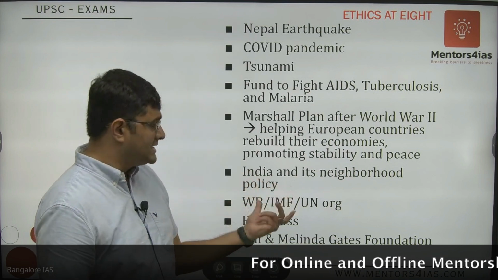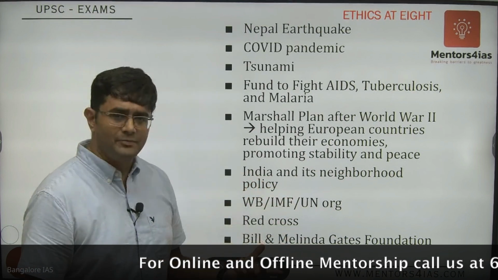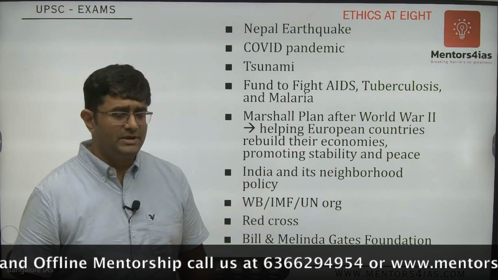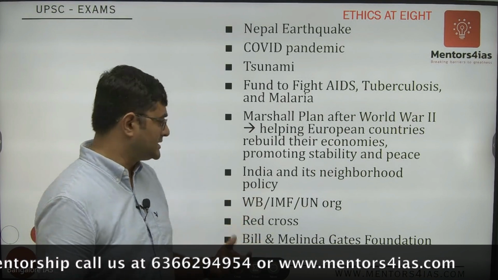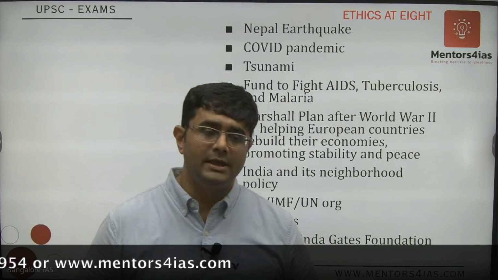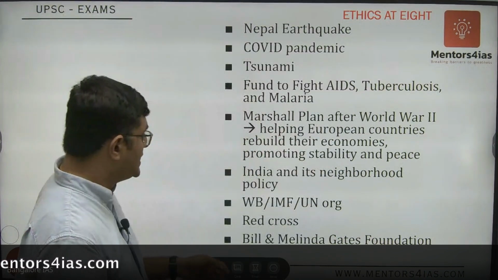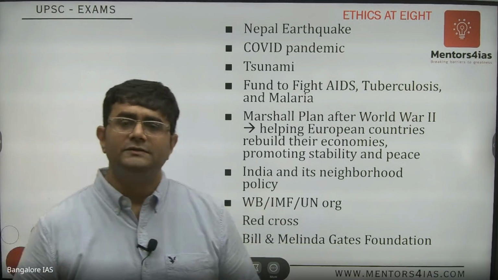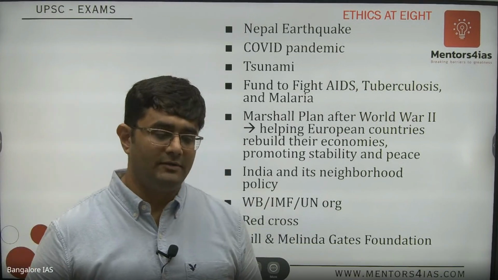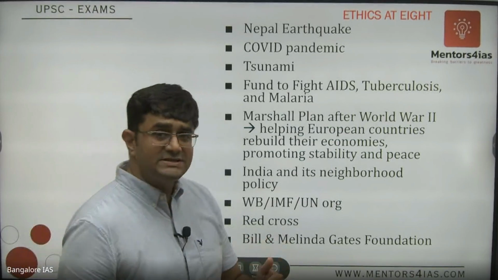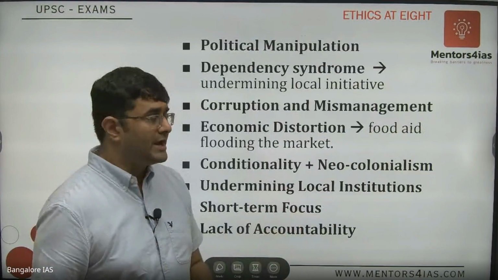Okay, India and its neighborhood policy and how we have supported them at the time of crisis, inflation, etc. World Bank, IMF, UN organizations that have been providing support to various nations, Red Cross, Bill and Melinda Gates Foundation, etc. So all of these are examples that you can add to your answer. Now, since it's a comment question, you'll have to write the other dimensions also.